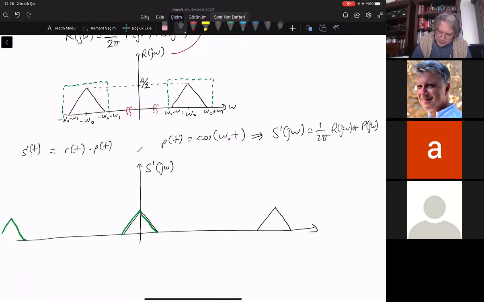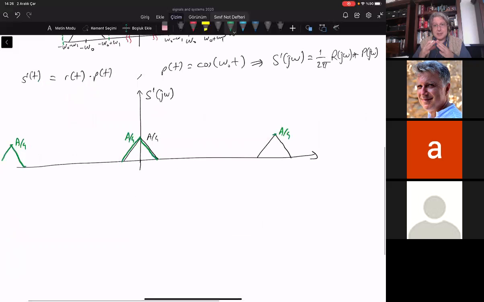The black one will have a magnitude of A over 4, and the green one will also have a peak value of A over 4. This peak value is also A over 4. This is also A over 4. Okay? And two exactly the same triangles in the center will be added up because they are the same signals.